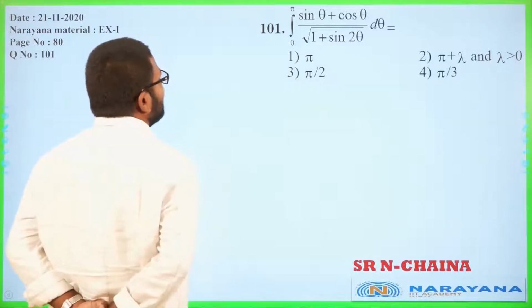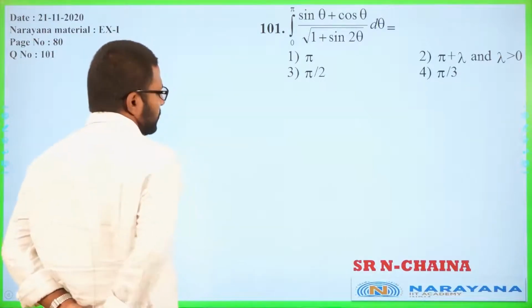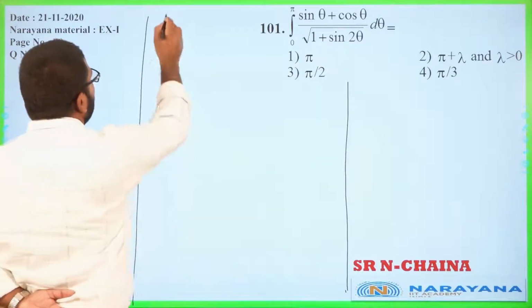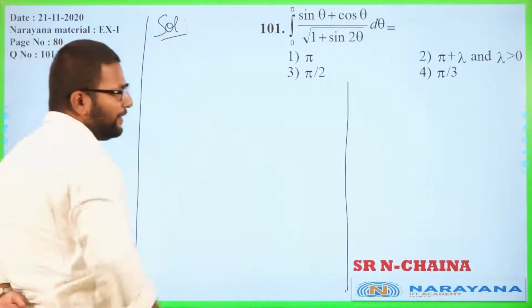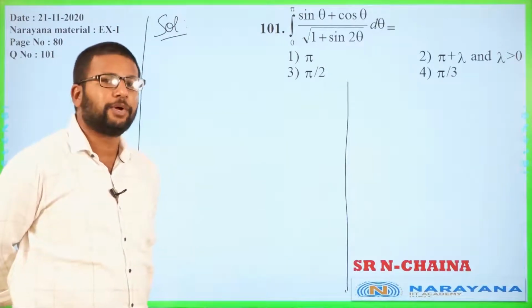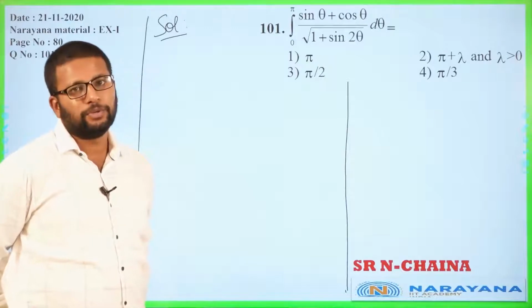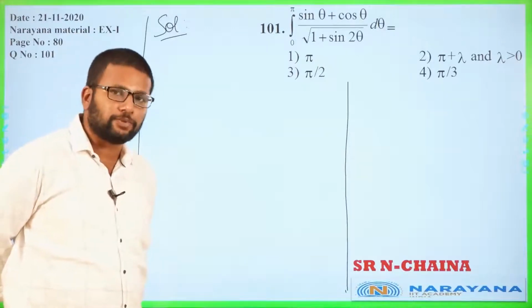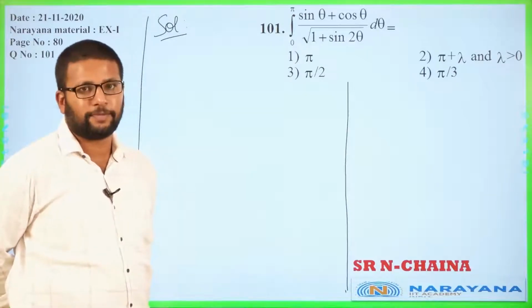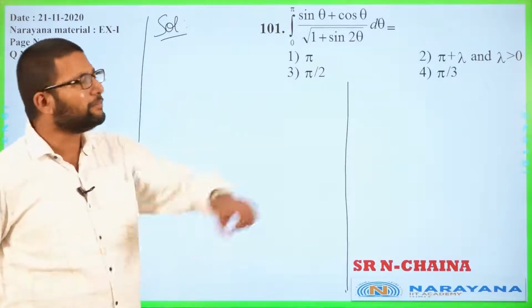Integral 0 to pi sin theta plus cos theta upon root 1 plus sin 2 theta. Very interesting question. I know many of you believe that square root of 4 is plus or minus 2. A lot of you still believe that, right? Square root of 4 is plus or minus 2? No. Square root of 4 is only plus 2. Why? Because we take square roots to be defined to be positive. Alright, now that property I am going to use here.